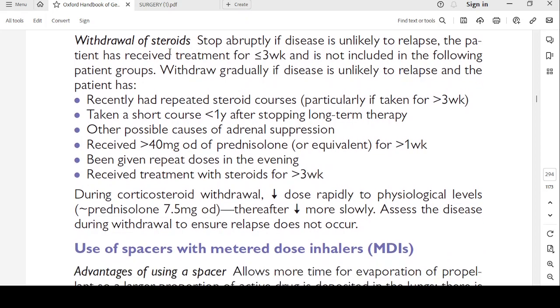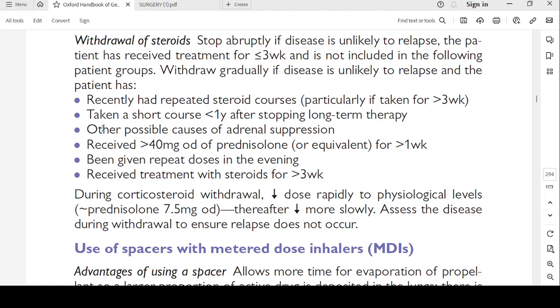Withdrawal of steroids. Stop abruptly if the disease is unlikely to relapse, the patient has received treatment for less than 3 weeks, and is not included in the following patient groups. Withdraw gradually if the disease is likely to relapse and the patient has recently had repeated steroid courses, particularly if taken for more than 3 weeks, or taken a short course less than 1 year after stopping long-term therapy.